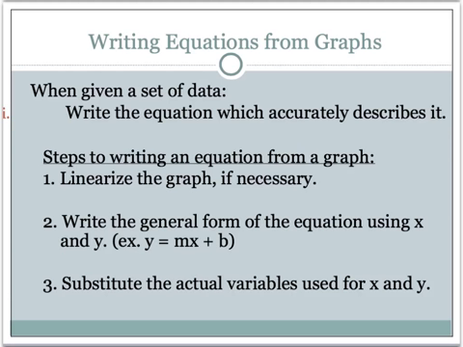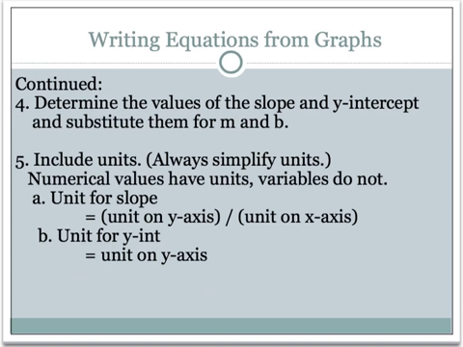Second thing, you're going to write the general form of the equation using x and y. Third, you're going to substitute the actual variables for x and y. Fourth, you're going to find the values of the slope and y-intercept, which we will do on these graphs electronically, so they will be given to you from the computer. You don't have to come up with them yourself. But then you're going to take those values and substitute them in for m and b. Always, always, always, number 5, include units, and you must always simplify the units.